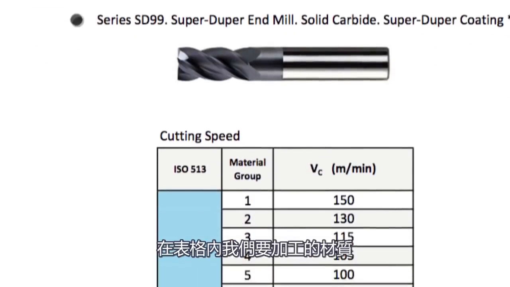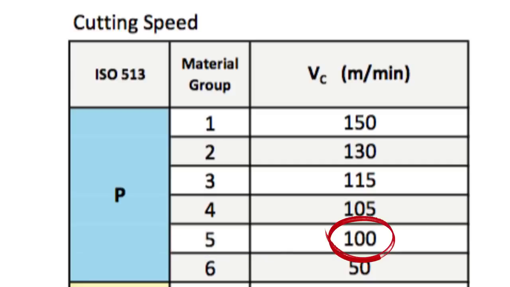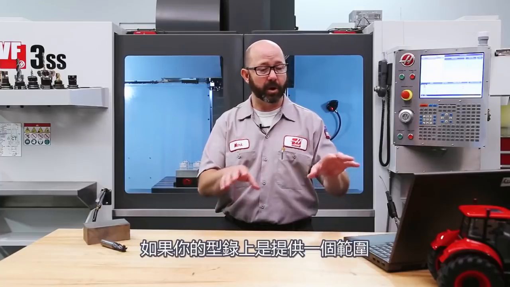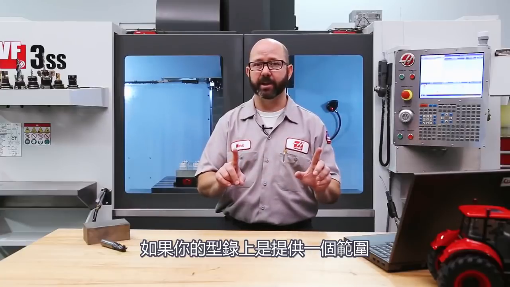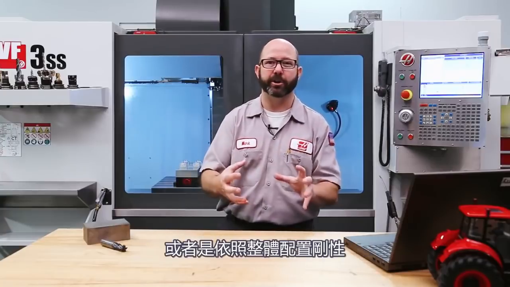From the section of the manual for our exact tool, under the row that lists our material group, P5 in our case, we're going to find our cutting speed, our VC, our meters per minute. If your catalog gives you a range of values there, then you'll make your choice based on the length of your tool, how strong your setup is, and how aggressive we tend to cut. In general, the more rigid the setup, the faster we can go with our cutting speeds. But remember, tools tend to last longer, have better tool life at lower cutting speeds.